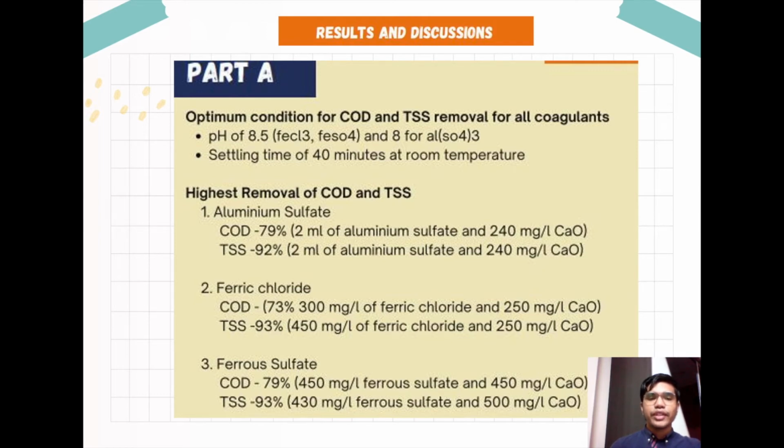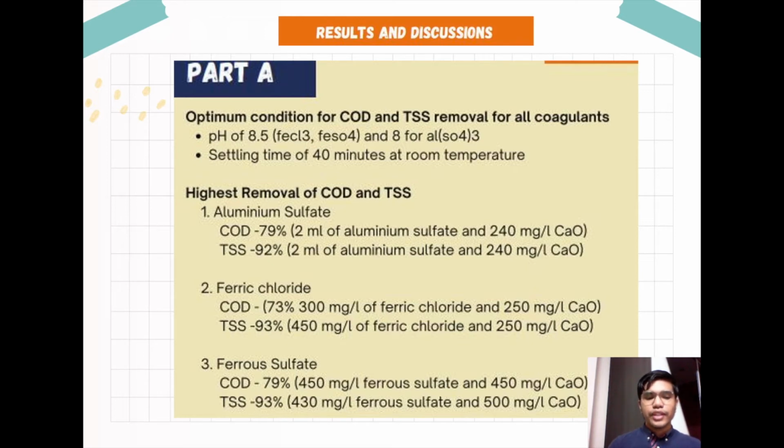From the experiment conducted, the optimum condition for highest removal efficiency is at a pH of 8.5 for ferric chloride and ferrous sulfate, and 8 for aluminium sulfate. The settling time is 40 minutes at room temperature.